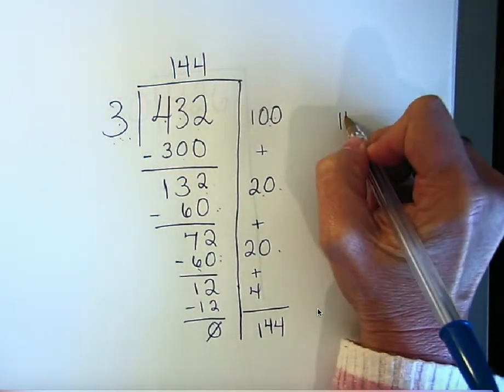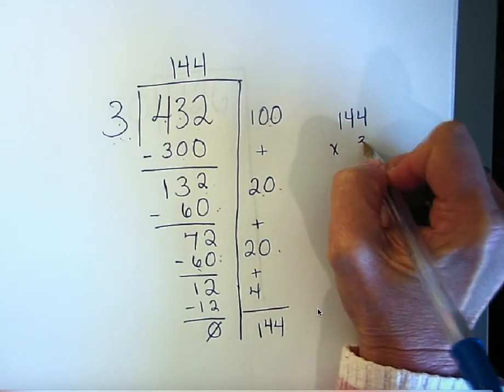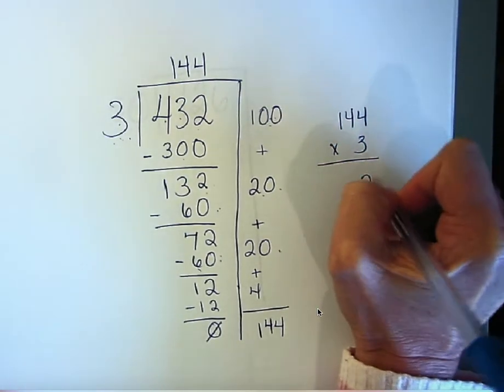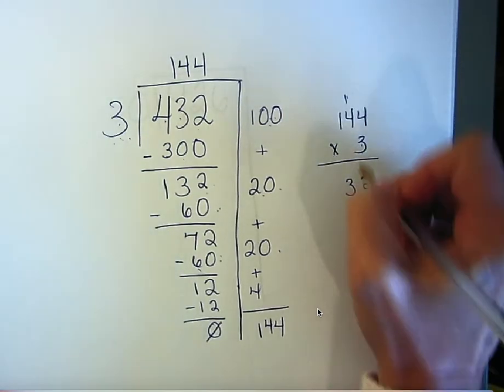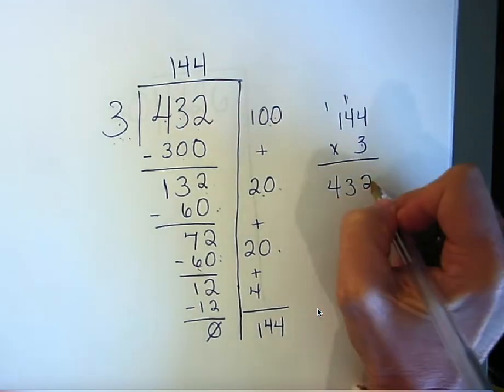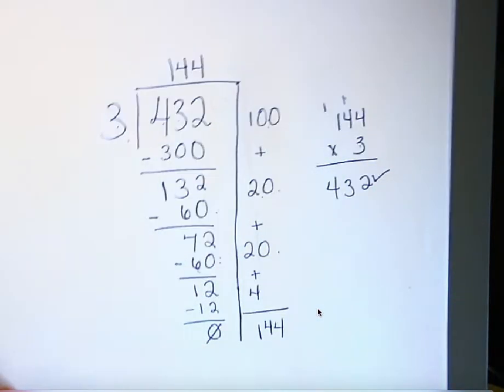And just to make sure, I'm going to multiply it out over here. So 4 times 3 is 12. I regroup, 13, and I get 432. That is correct. All right.